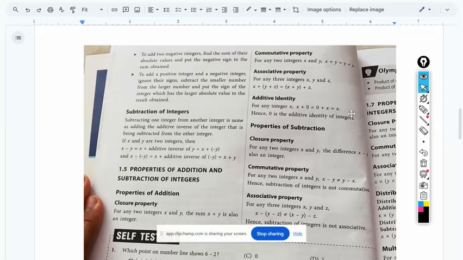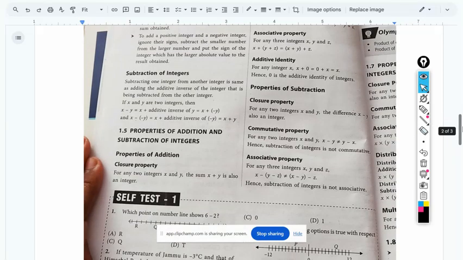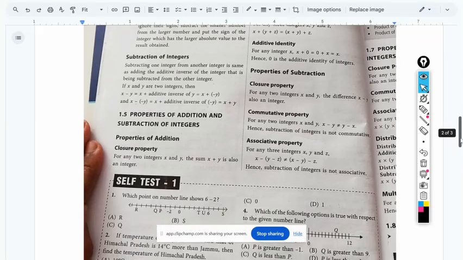Now we are going to look at the properties of subtraction. Closure property: for any two integers x and y, the difference x minus y is also an integer. Commutative property: for any two integers x and y, x minus y is not equal to y minus x. So subtraction of integers is not commutative. Addition is commutative, but subtraction is not. Associative property: as we learned in previous grades, we can add integers however we want, but in subtraction, we cannot regroup them as we wish.